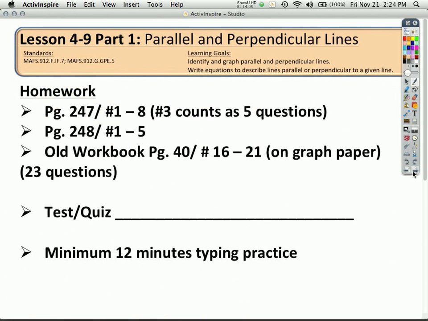We did have a final checkpoint, but I'm going to skip it. Your homework: make sure you copy this down accurately. On page 247, you're doing numbers 1 through 8, except number 3 has 5 separate lines, so it counts as 5 separate questions. On page 248, you're doing numbers 1 through 5. In the old workbook, this is critical, you are doing numbers 16 through 21. This is a review. Do it on graph paper. Do not tear out the pages from the old workbook, because I reuse the pages later on.